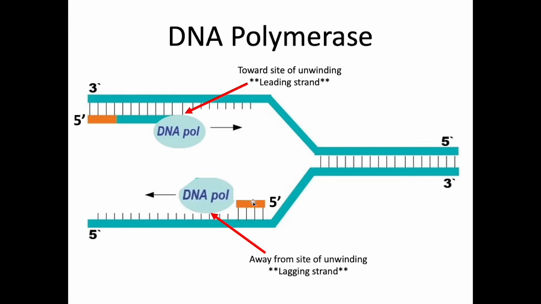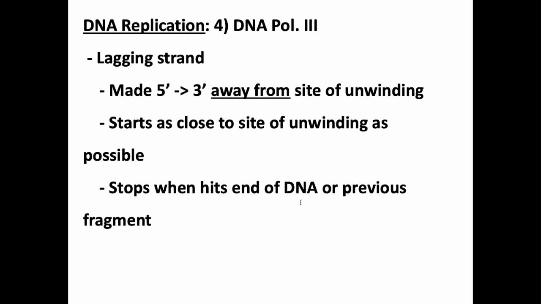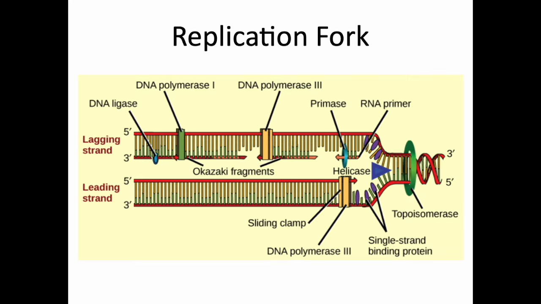Again, we see this here. It started as close as it can to where helicase is unzipping things. It starts as close to that site of unwinding as possible, and then it's going to end when it hits the end of DNA or when it hits the previous fragment. Wait a second, fragment? Well, okay, let's look at this. So this lagging strand is going to have to be constantly starting and stopping. Let's turn back to this big figure. And again, this was too complicated and too busy when we first started today, but we recognize most of this stuff by now.